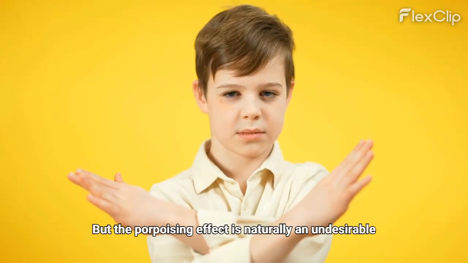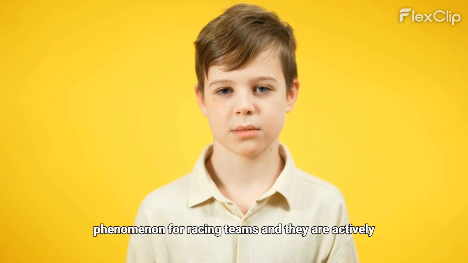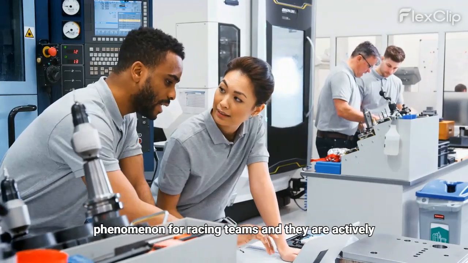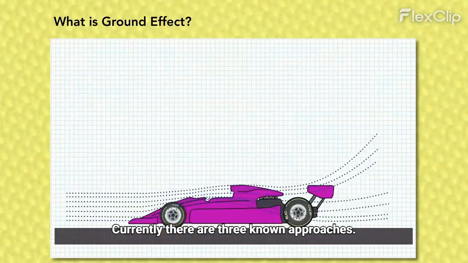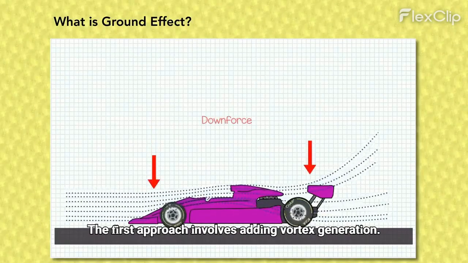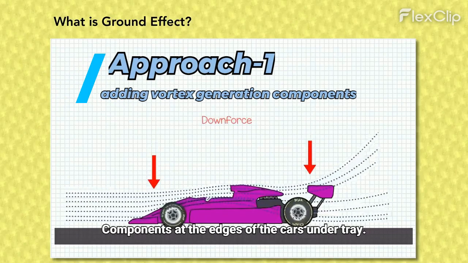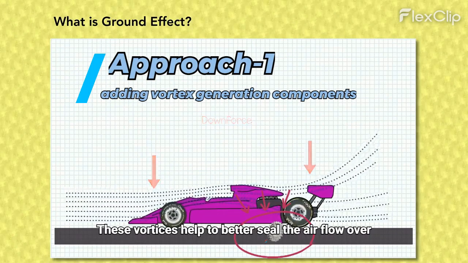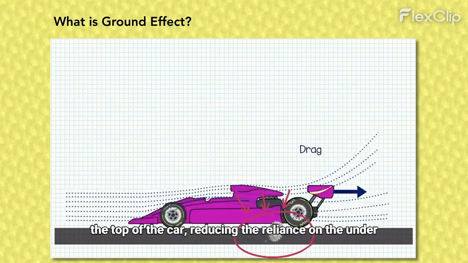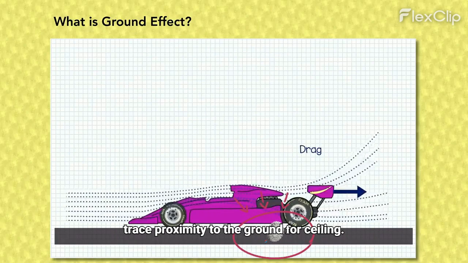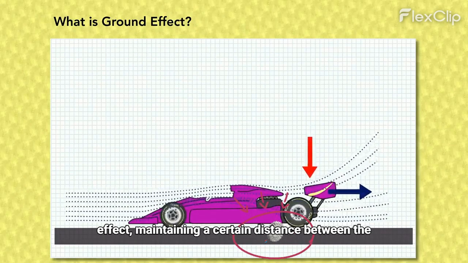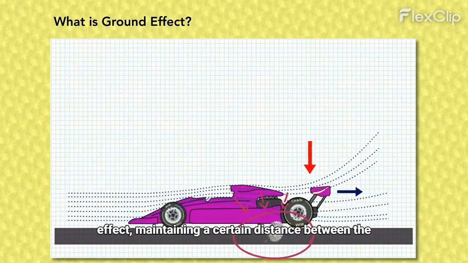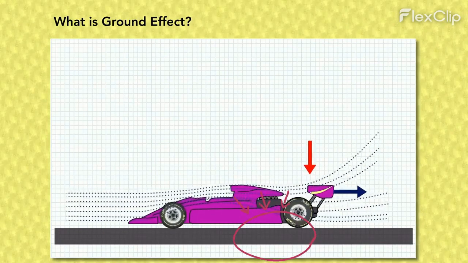But the porpoising effect is naturally an undesirable phenomenon for racing teams, and they are actively seeking solutions to mitigate it. Currently, there are three known approaches. The first approach involves adding vortex generation components at the edges of the car's undertray. These vortices help to better seal the airflow under the car, reducing the reliance on the undertray's proximity to the ground for sealing. Additionally, the vortices can create a cushioning effect, maintaining a certain distance between the undertray and the ground.